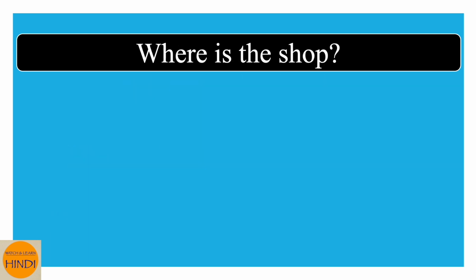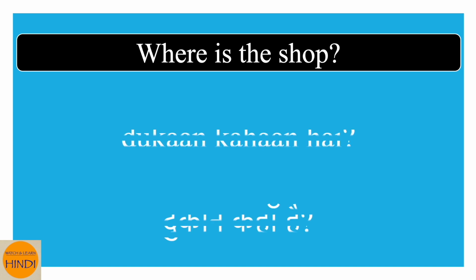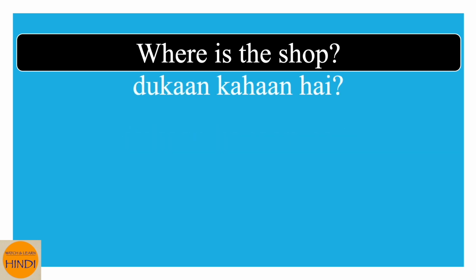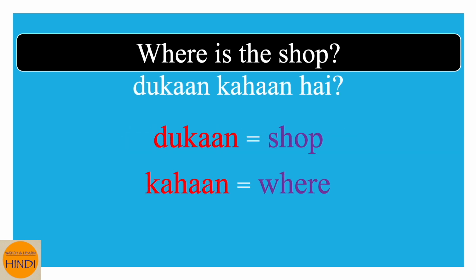Where is the shop? Dukaan kahan hai? Dukaan is shop. Kahan is where. Hai corresponds to is. Dukaan kahan hai? Where is the shop?